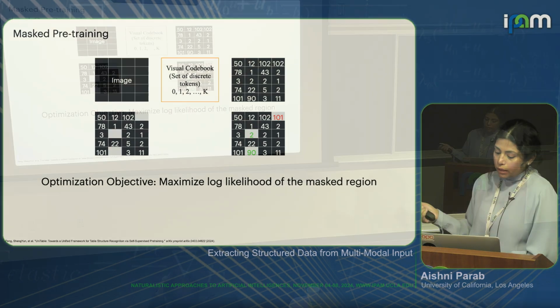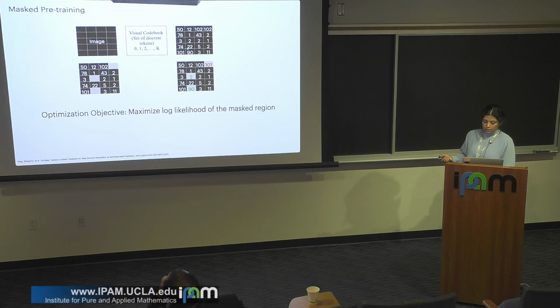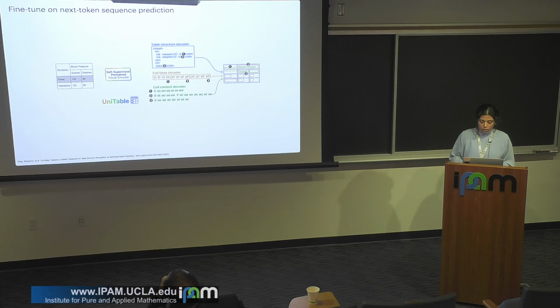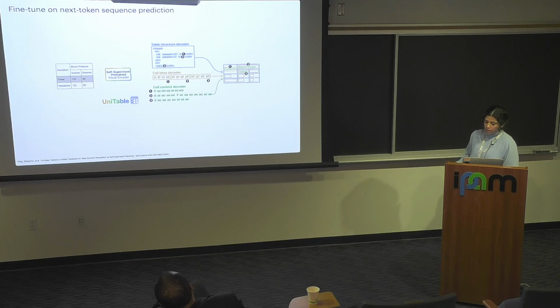And so by learning how to assign the highest probability to the correct tokens in these masked positions, the model is learning how to capture the underlying patterns of the table structure and layout. So now, after pre-training the encoder, we have learned rich semantics about the table images. And so the next step is to integrate the model's self-supervised visual understanding with a structured decoding process.